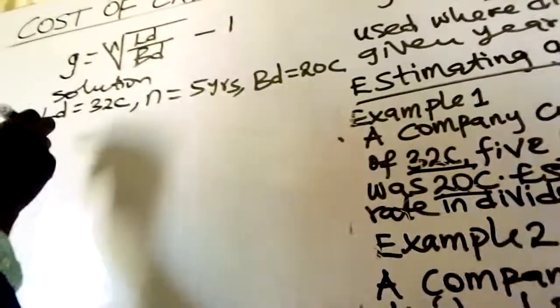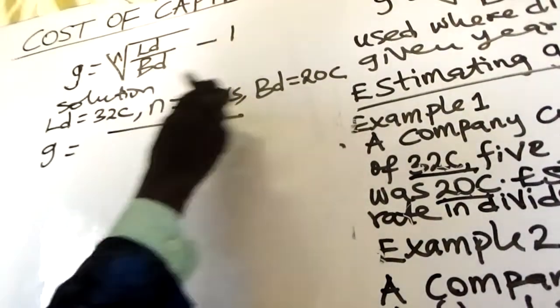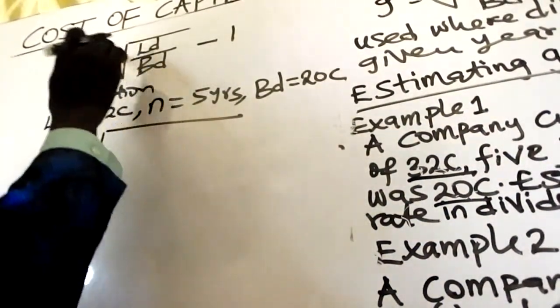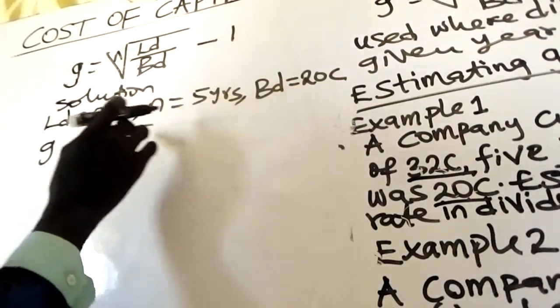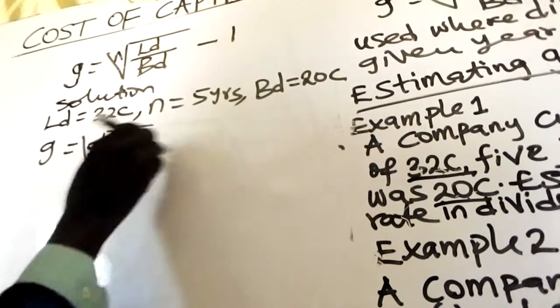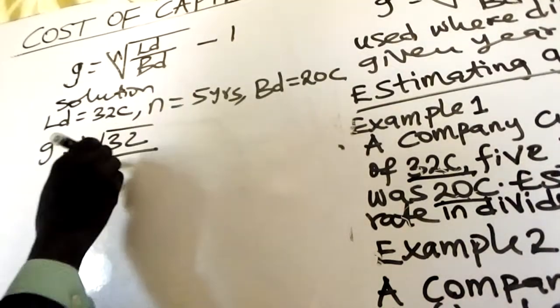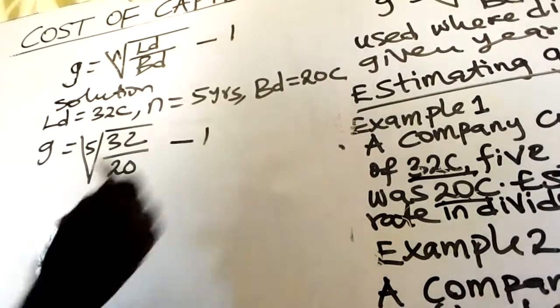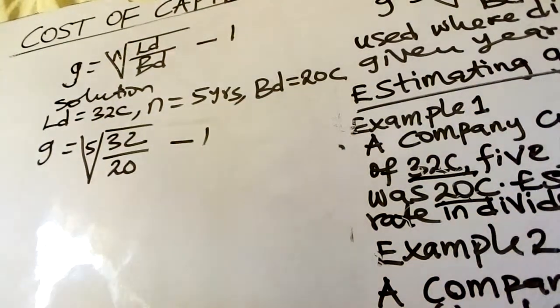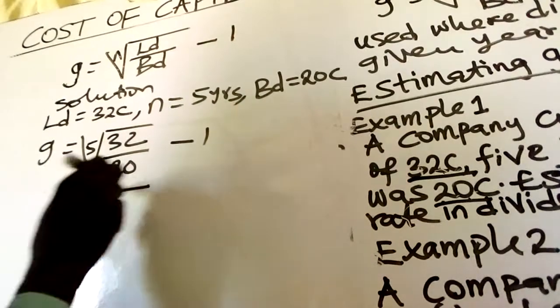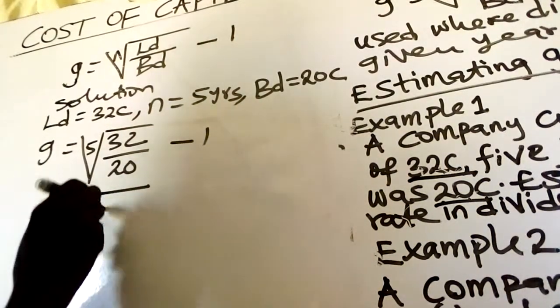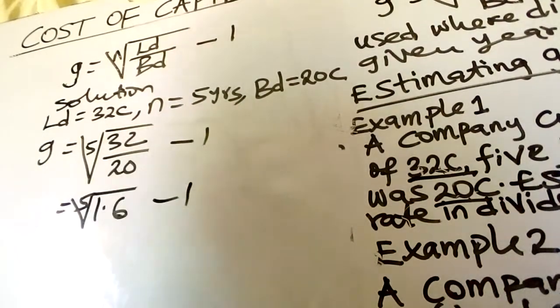So substituting into the formula, growth rate equals the Nth root, N is 5, of the latest dividend, 32, over the base dividend, 20, minus 1. 32 divided by 20 gives us 1.6. So we have the fifth root of 1.6 minus 1.